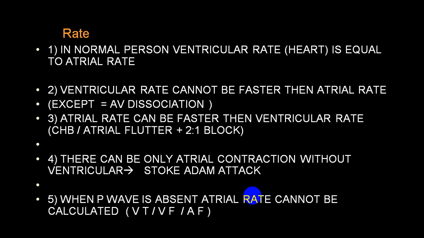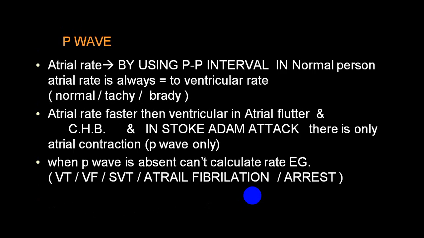Hence, only the ventricular rate can be calculated in ventricular tachycardia, ventricular fibrillation, and atrial fibrillation. The atrial rate you can calculate by using the PP interval. The atrial rate is faster than the ventricular rate in atrial flutter, complete heart block, and Stokes-Adam attack.